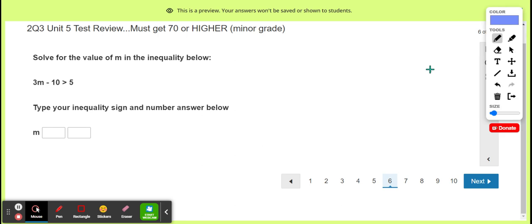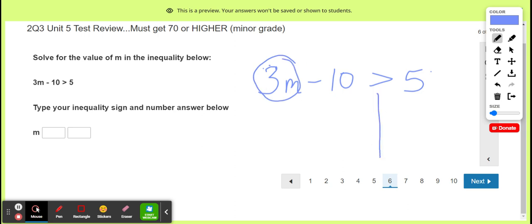Okay, number 6. We're looking to see where is the variable term, and is the variable term positive or negative? So we circle our variable term, and if it's positive and on the left side, then we can just bring the symbol down in our answer. So we don't have to flip anything. So now we use inverse operations.